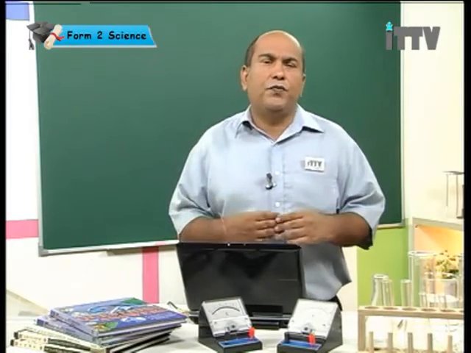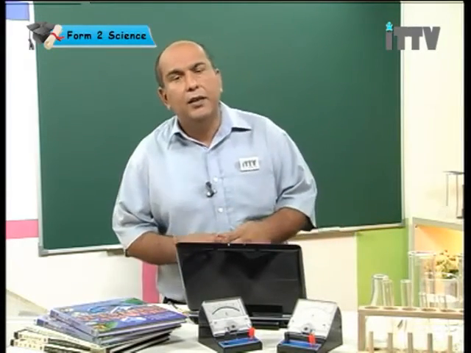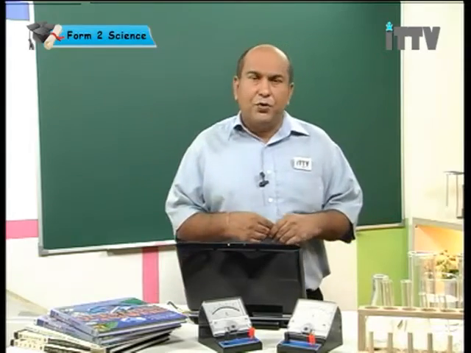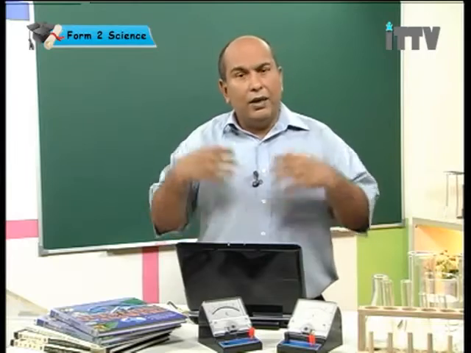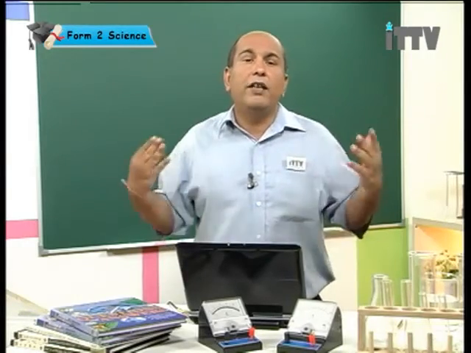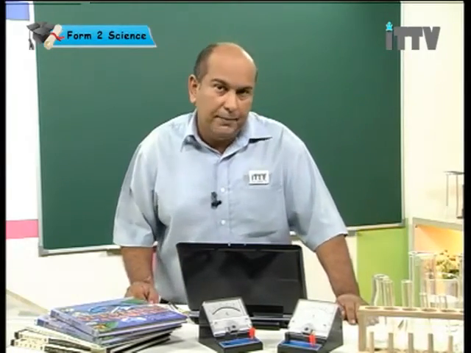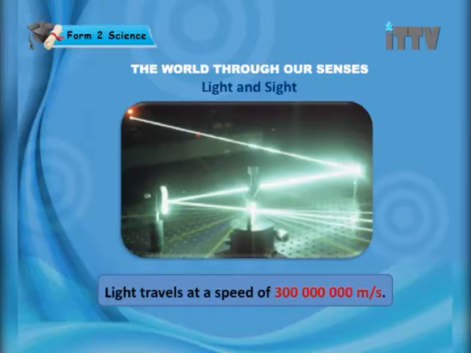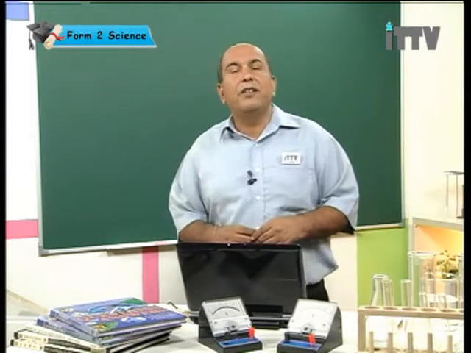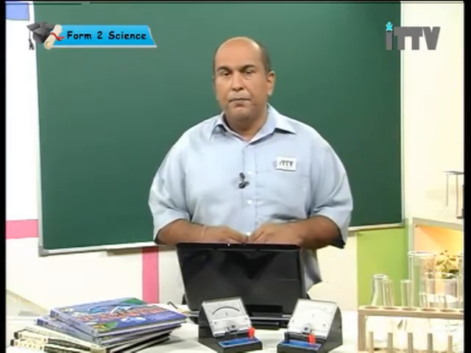Our best source for light is obviously the sun, but we also have other sources of light such as the bulb or a television set or even plain old fire. All of these produce light energy. Light travels at a speed of 300 million meters per second. That's roughly about 300,000 kilometers per second.